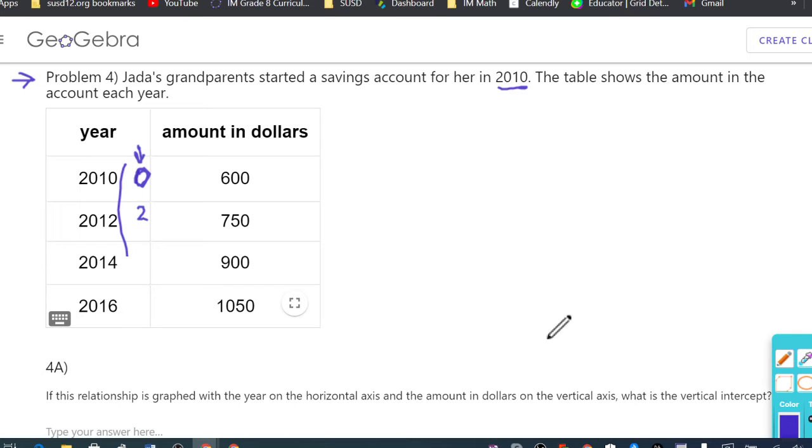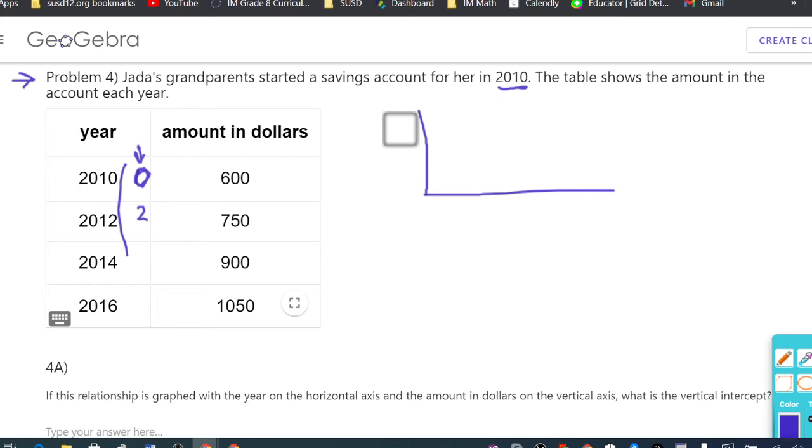After 2 years, she has $750. After 4 years, she has $900. And after 6 years, she has $1,050. Cool. If this relationship is graphed with the year on the horizontal axis and the amount in dollars on the vertical axis, what is the vertical intercept? Well, let's draw it out. Remember that vertical intercept is going to be your y-intercept. There we go. My first line here is just a little mistake. Let me erase that.